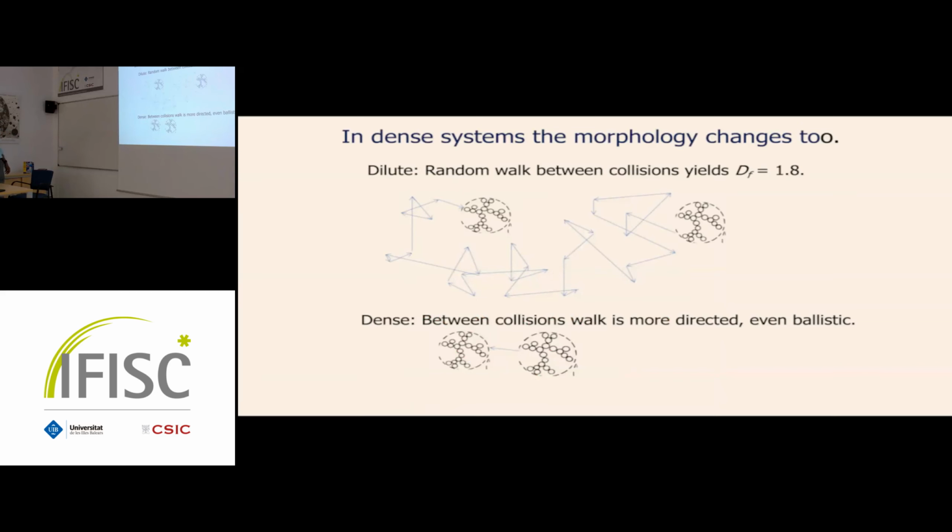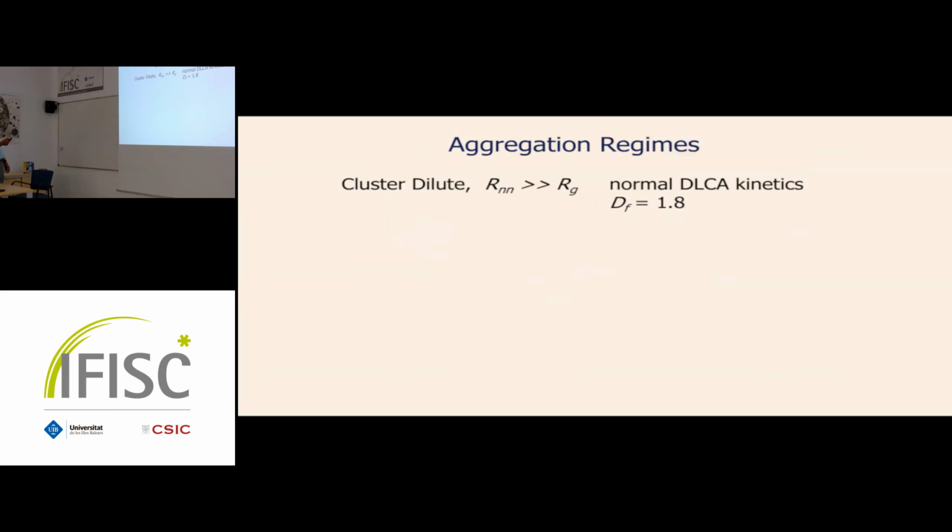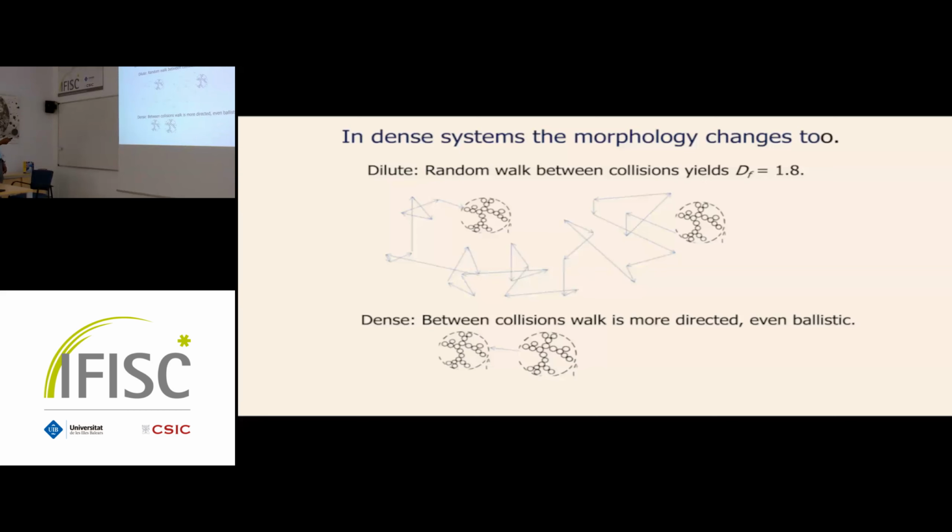Okay, and what I just talked about once more, in the dense system, the morphology changes and the kinetics also changes. Here is a random walk between finding another cluster. But when you are dense, then there is no room to diffuse. They pretty much go a little bit and find a neighbor. And that movement we call ballistic, and the kinetics is different for the two cases.